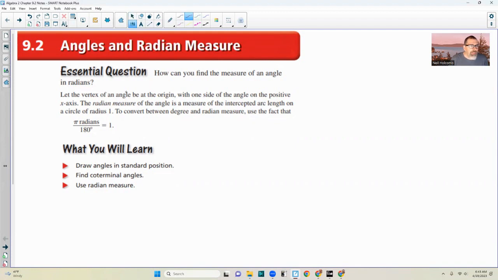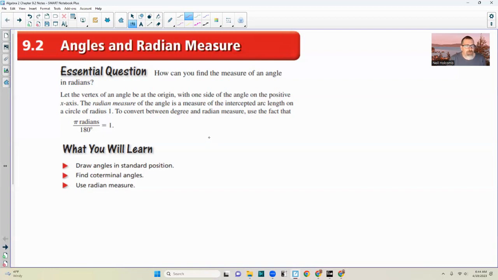Let the vertex of an angle be at the origin, with one side of the angle on the positive x-axis. The radian measure of the angle is the measure of the intercepted arc length on the circle of radius 1. It's called the unit circle. To convert between degrees and radian measures, use the factor that pi radians divided by 180 degrees equals 1.